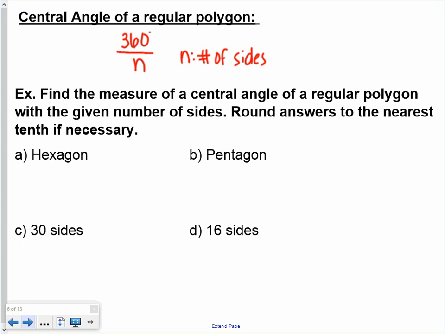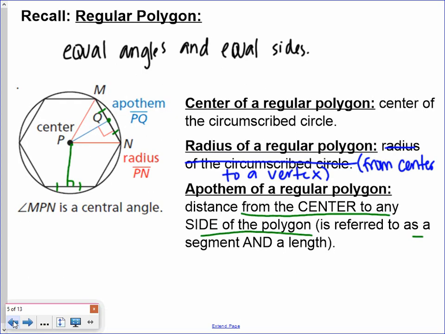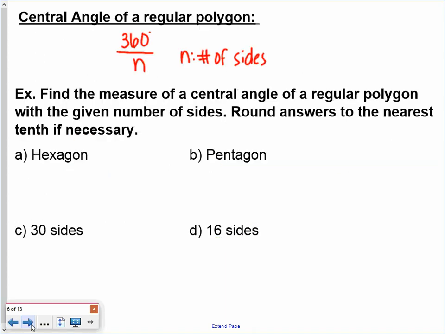So this will be quick. They want us to find the central angle of a regular hexagon. So that's kind of like the picture that we just looked at. It's like us saying, what's this measure right here? Okay? To find that measure, we'll take 360 divided by the number of sides, which is 6 for a hexagon. So what's 360 divided by 6? 60 degrees, okay? That's how big every single central angle is in the hexagon.